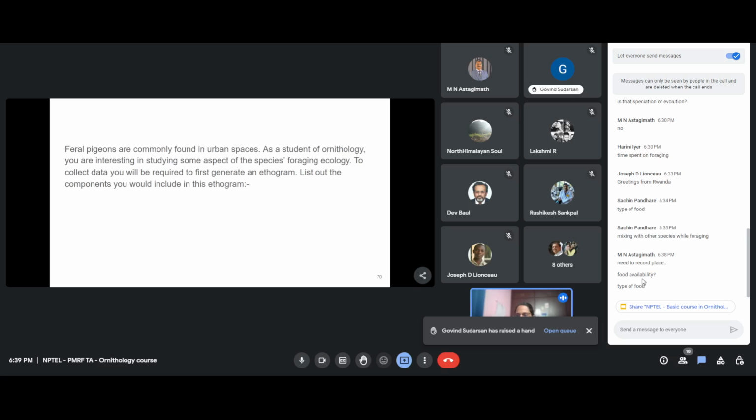When you're trying to study foraging ecology, you're trying to see what exactly these birds are eating. Are they eating seeds? Are they eating insects? What type of grain are they eating? Do they have a preference for any particular type of grain? Because people, as Lakshmi had mentioned, throw a lot of grain in several different places in the city. It might be bajra, some other form of millet, rice, or wheat. So yes, type of food is really important. Yes, Govind.